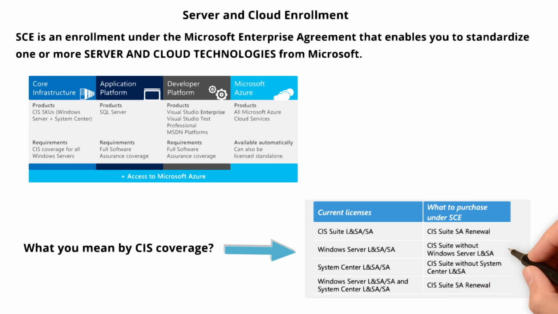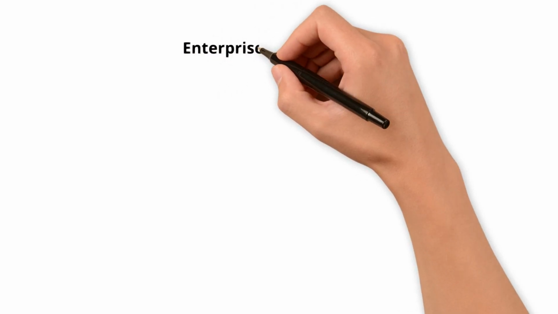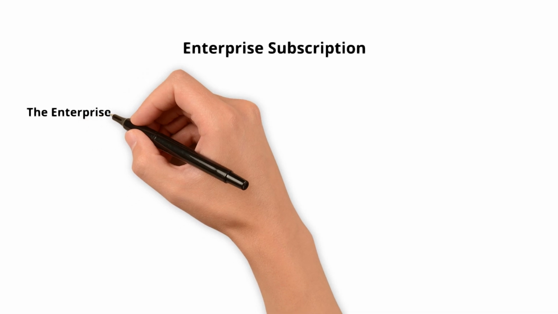Two things you need to remember are that you always get Microsoft Azure with this, and you need to take Software Assurance with all of your infrastructure based licenses. Starting, as you must be aware, with the application platform and developer platform products. But what is CIS coverage? Basically, it is Core Infrastructure Service, where it is a license suite. Suppose you have Windows Server, you need to buy System Center, and if you have System Center, you need to buy Windows Server under a CIS suite with Software Assurance. That's all, nothing more is left with SC now.